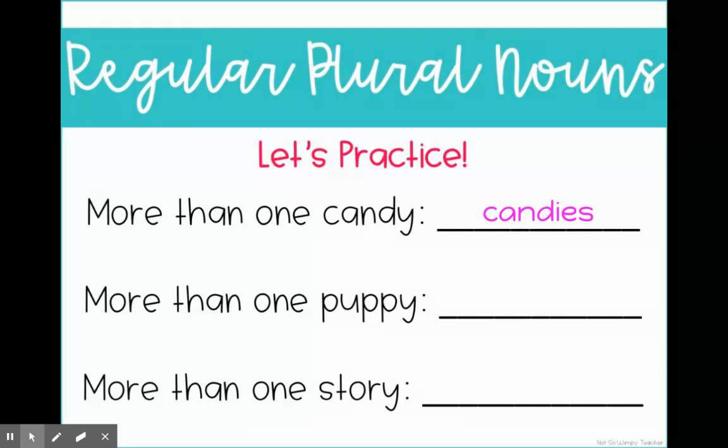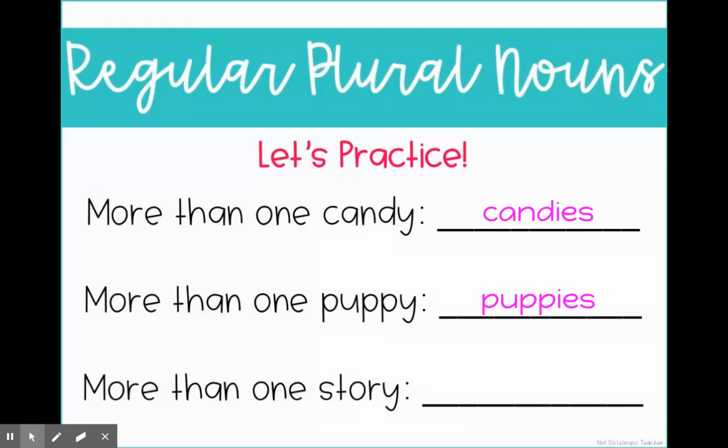Let's try with the word puppy. I see that there's a P and then a Y. A P is a consonant. So how would I spell if I had more than one puppy? Good, so you would drop the Y and add IES to make puppies.